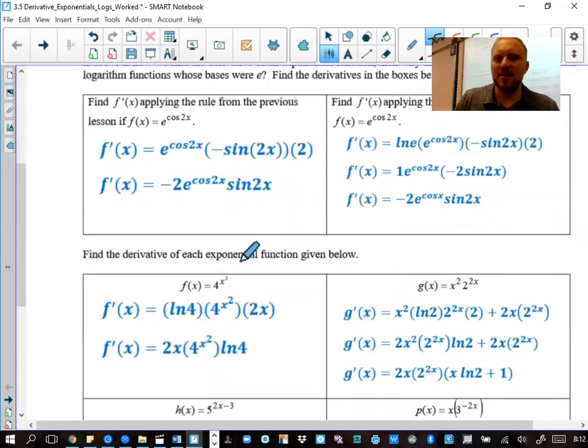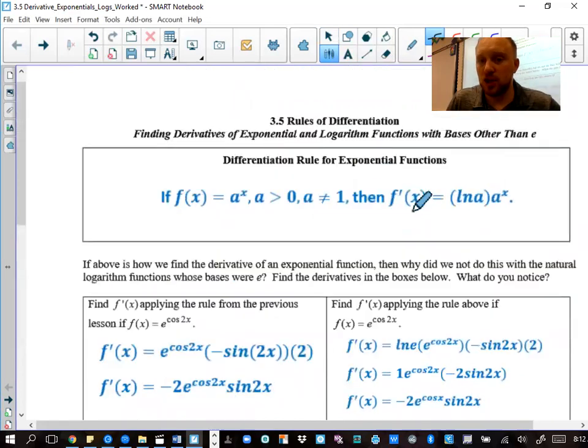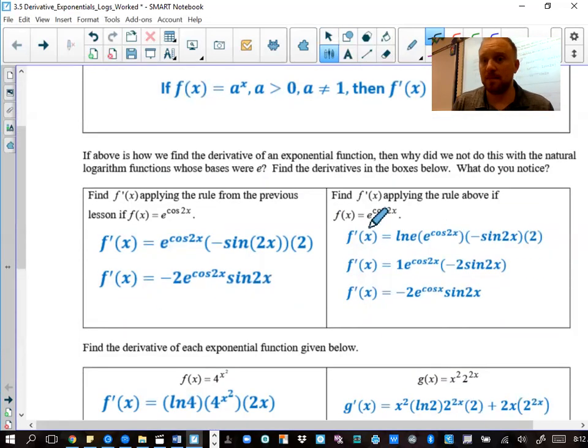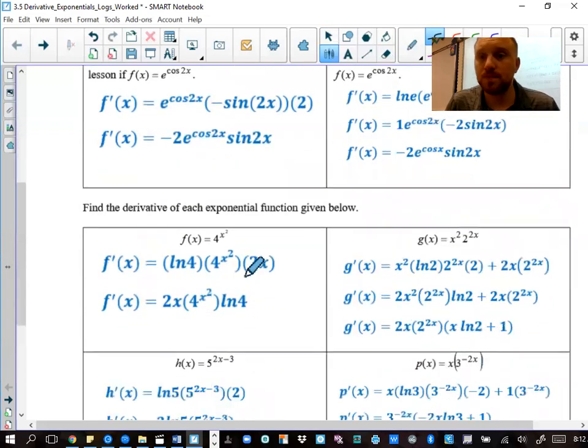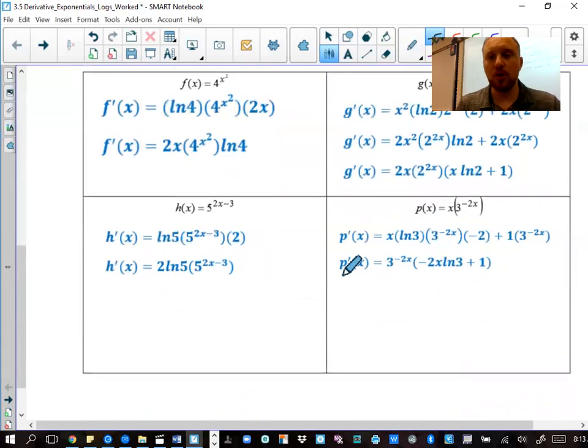So this same concept, you'll notice that I can apply to this rule up here, where we let our base be e. So we take the natural log of e, times e to the cosine 2x, times the derivative of the inner. That would be the derivative of cosine 2x, which is negative sine 2x, times the derivative of that inner 2x, which is 2, okay? And then we simplify. We know the natural log of e is 1, and it comes out to being the exact same thing, okay? So here we have a couple examples applying this new rule of finding derivatives of exponential functions, okay? So we'll do a couple examples near the end.